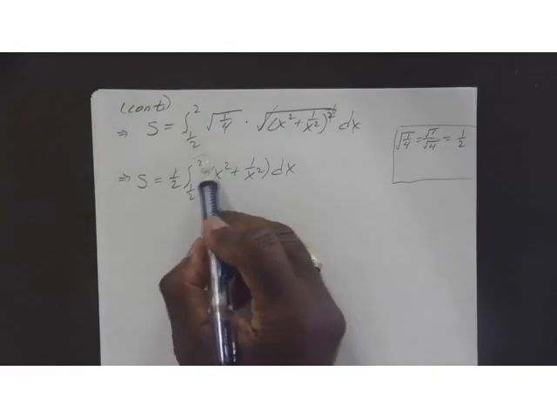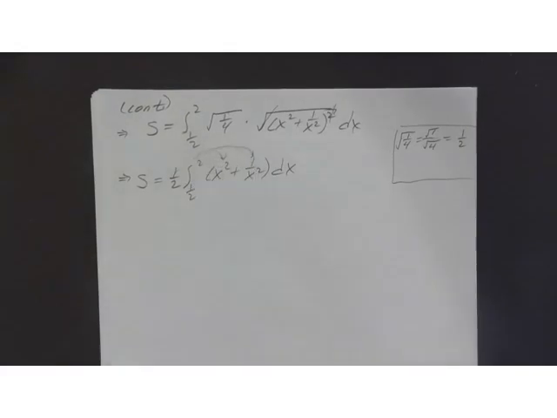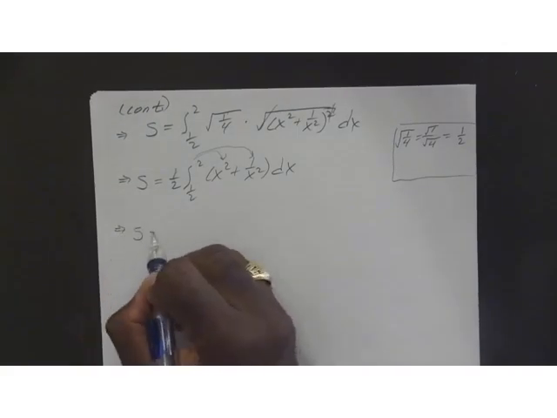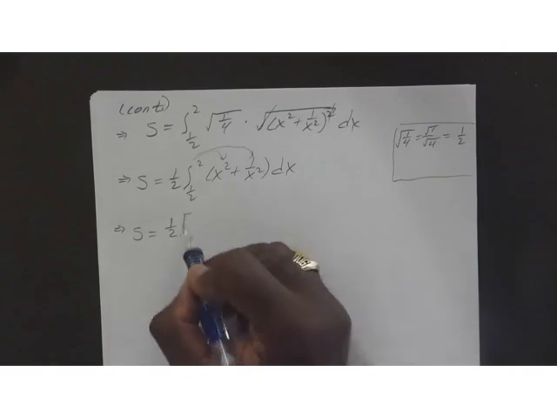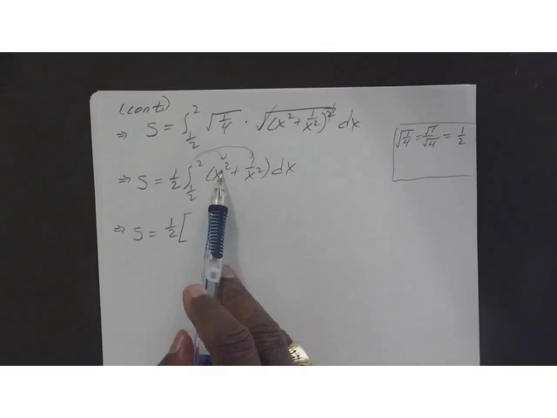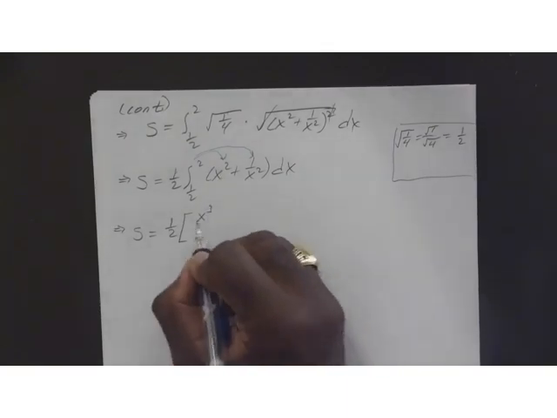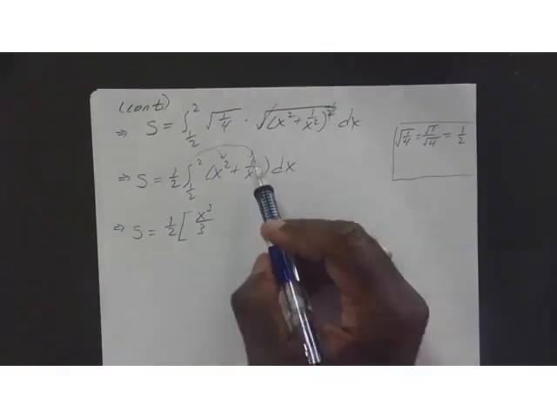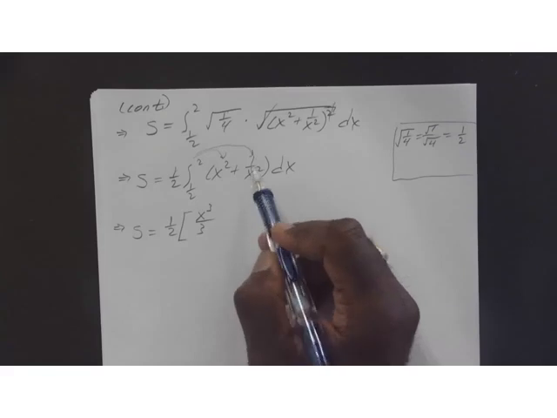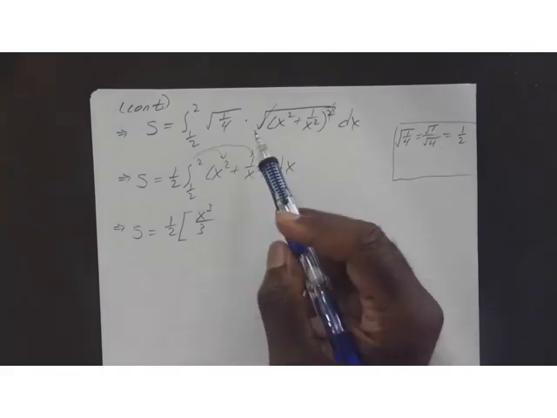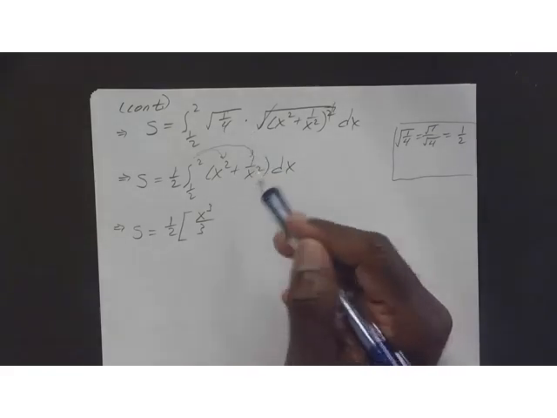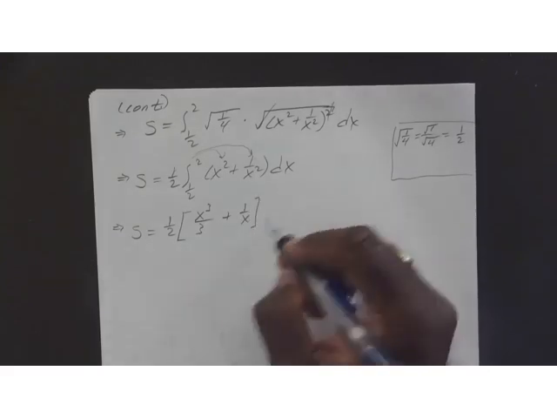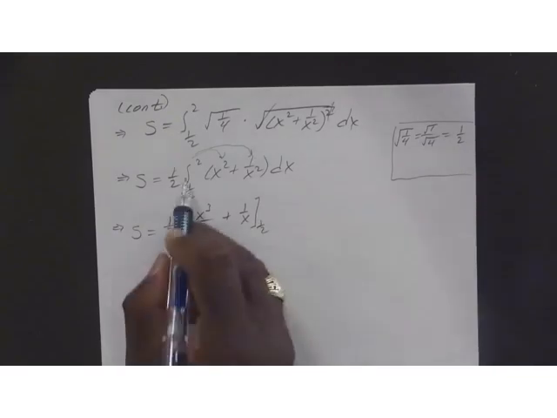So from here, we can just go ahead and integrate each of those terms, finally. So the arc length is equal to 1/2 times the integral of x squared, which is x to the third power over 3. And the integral of 1 over x squared, if you rewrite that as x to the negative 2 power, that's x to the power of negative 2 plus 1 divided by negative 2 plus 1, which is just 1 over x. And that's from x equals 1/2 to x equals 2.